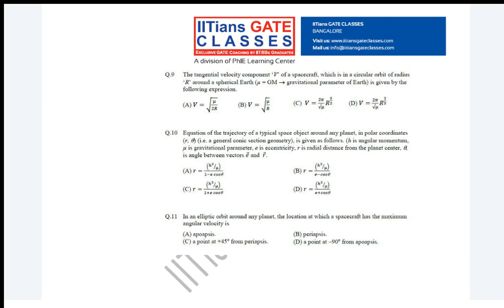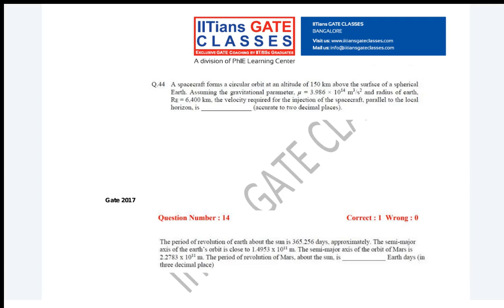Next question, guys. Read. A spacecraft forms a circular orbit at an altitude of 150 kilometers above the surface of the spherical Earth, assuming the gravitational parameter mu and radius of Earth are given. The velocity required for injection of the spacecraft parallel to the local horizon is?